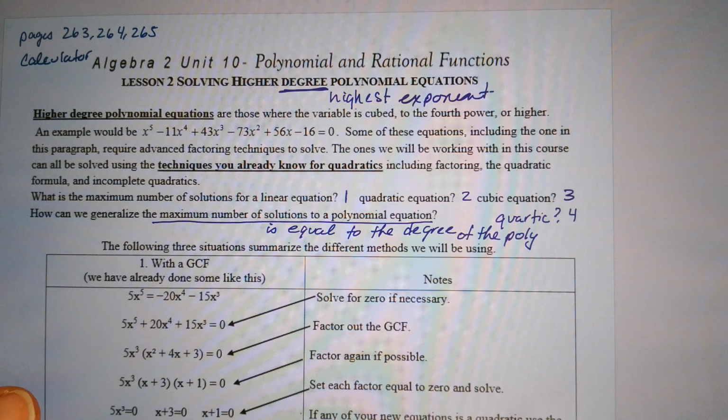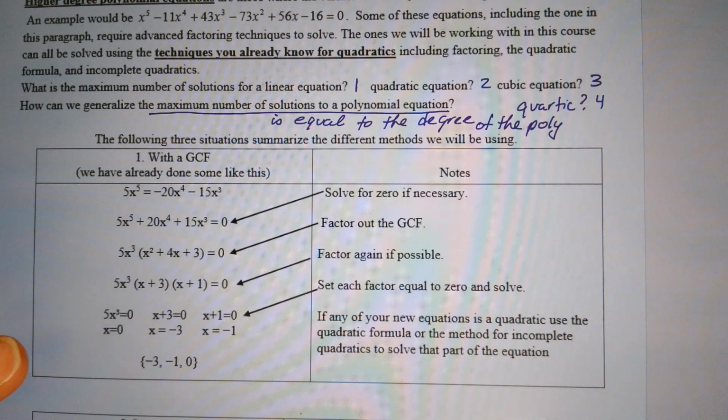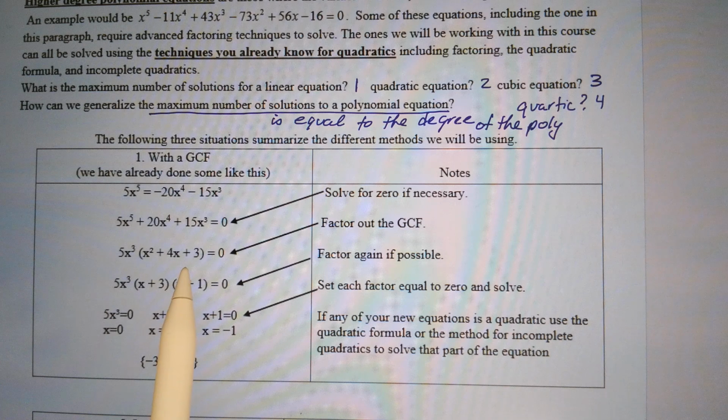The following 3 situations summarize the different methods we'll be using. First, a GCF. We've already done questions like this. First thing you always do is put it in standard form where you have 0 on one side and all the terms on the other. And your exponents, remember, you want them to go in descending order. Take out a GCF, then factor the resulting trinomial in parentheses into the 2 binomials, and then set each factor equal to 0, solving for x.